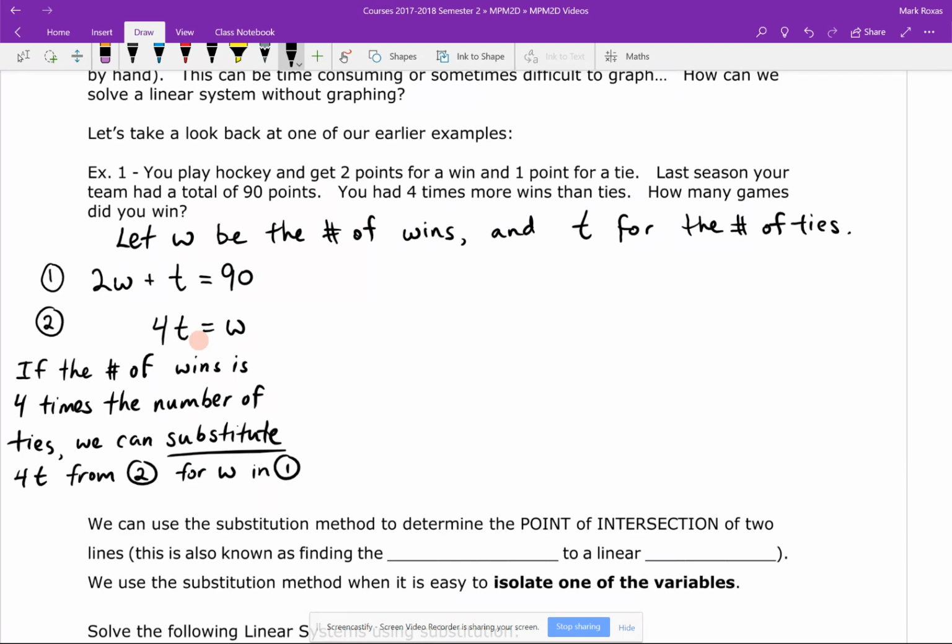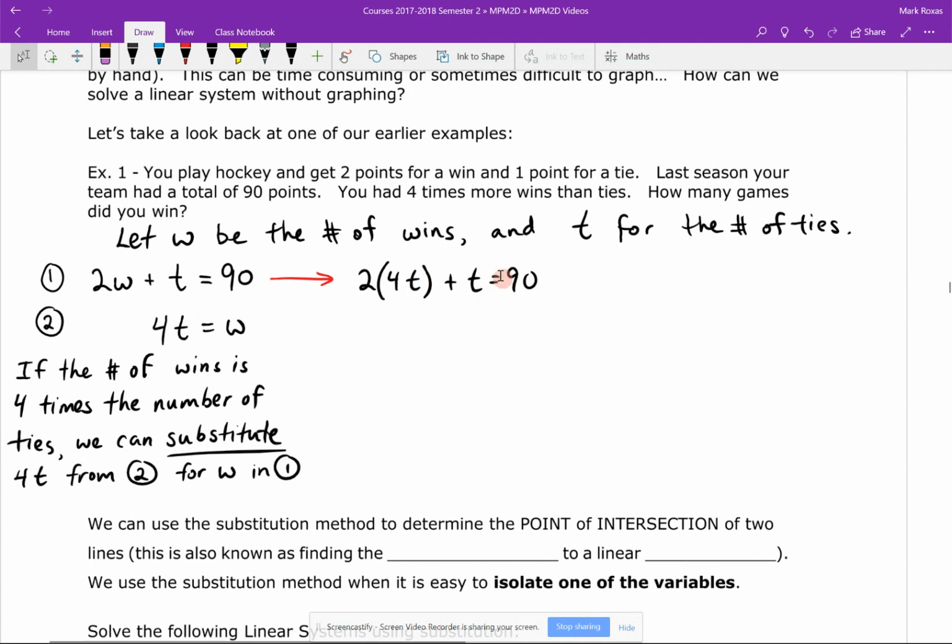Okay, so how does that look? Well, let's write it down here. Let's write down equation number 1 again, but this time I'm going to replace my w with 4t. So 2 times w, but that's going to be replaced with 4 times t, plus t equals 90. And by doing that, my equation now just has t as the variable. Okay, there's no more w, there's no 2 variables, there's 1 variable here.